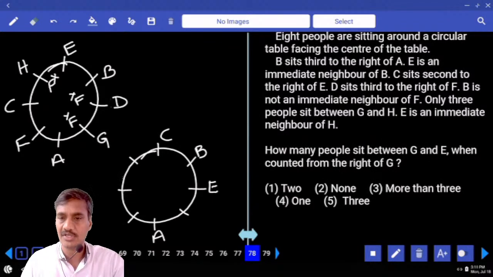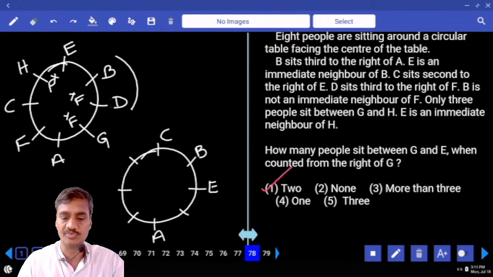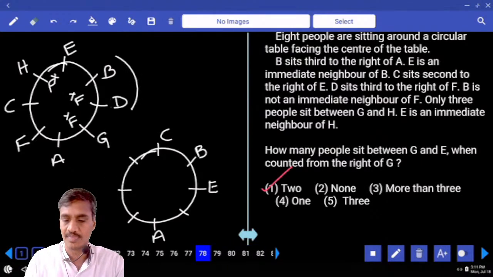Then 78. How many people sit between G and E, when counted from the right of G? Right of G, G and E, who are those 2 people? B and D are the 2 people, choice 1, question number 78.